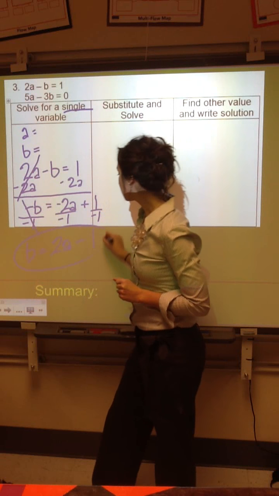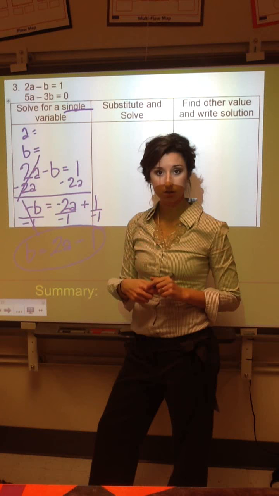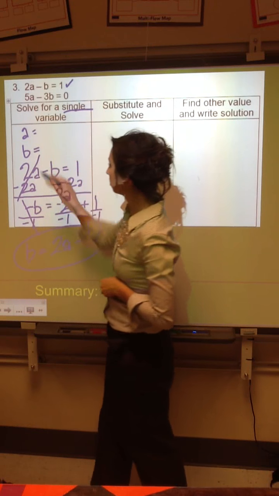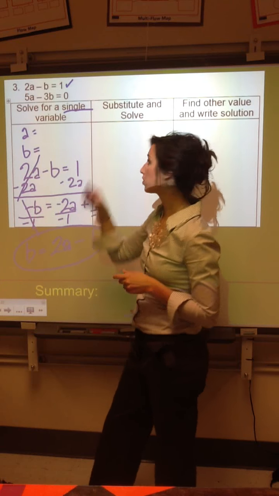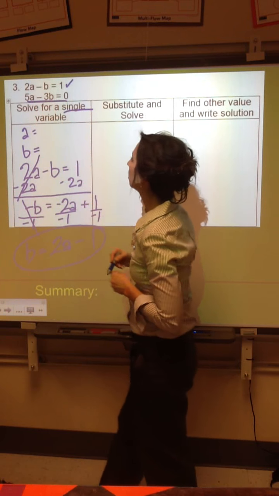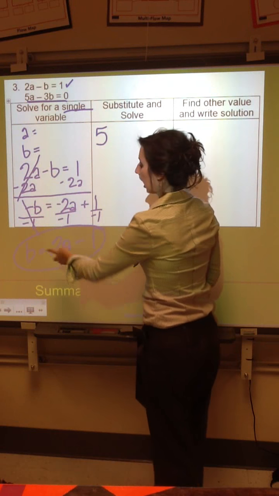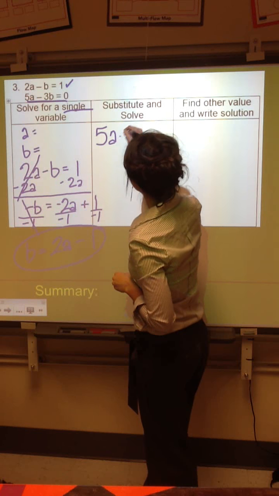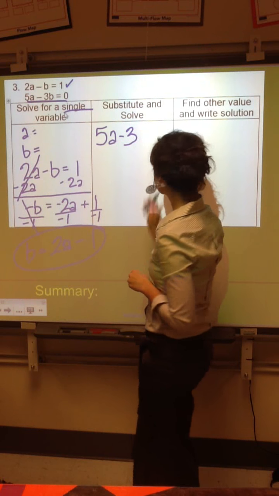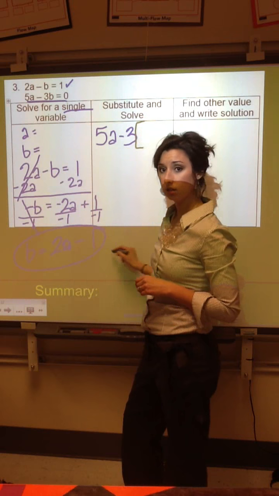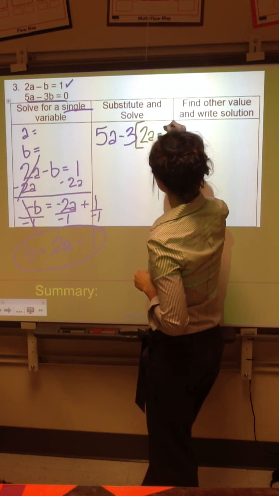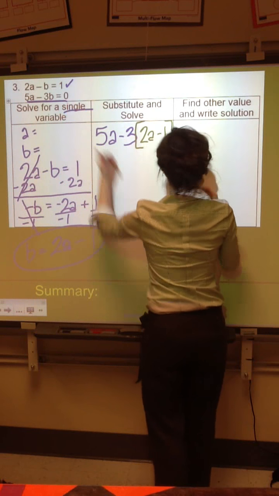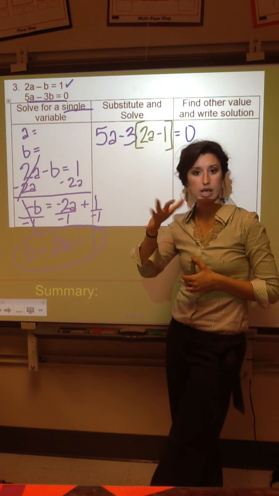So did I get one of my letters by itself? Sure, I got B, okay? So I'm going to use the other equation. Keep in mind, I've already used this one here. So which one am I going to use for my next column? This one. Let's plug it in. 5, I know B, I don't know A, so I'm just going to rewrite it. 5A minus 3 with brackets. What is my new B? 2A minus 1, close the brackets, equals 0. Are you feeling okay with substitution?